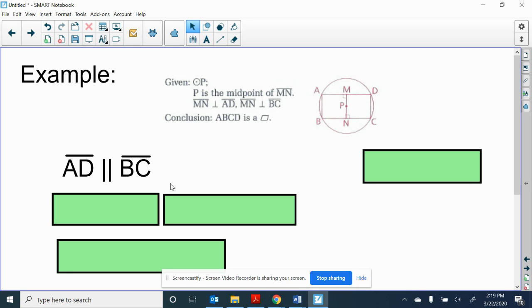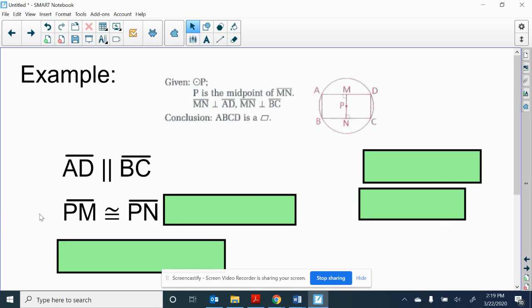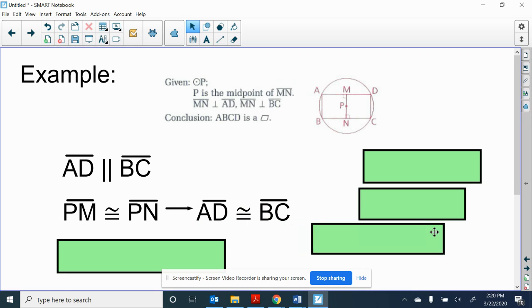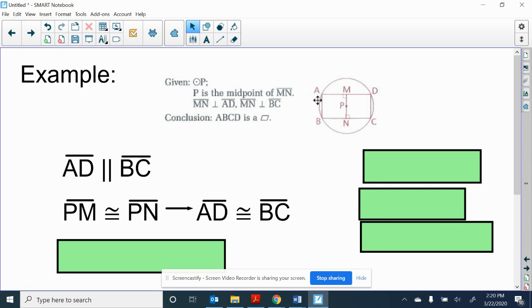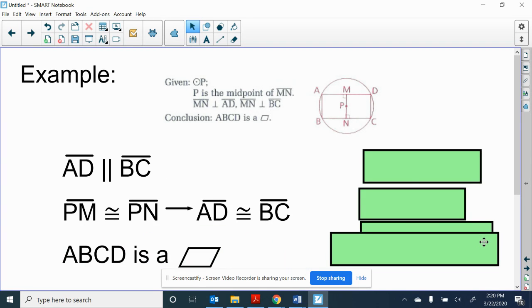Okay, that's first. Second, since P is the midpoint of MN, I can say PM and PN are congruent to each other. That's the definition of a midpoint. And since PM and PN are congruent to each other, that means that the two chords are in fact equidistant from the center. And if the two chords are equidistant from the center, well, we just saw a theorem that says they're going to be congruent. So AD and BC are not only parallel, but congruent. And that is the way I said we were going to show that ABCD is a parallelogram. All right, on to our last example.